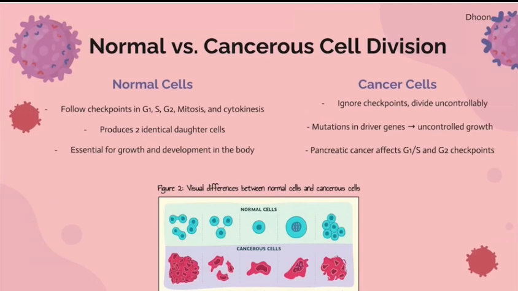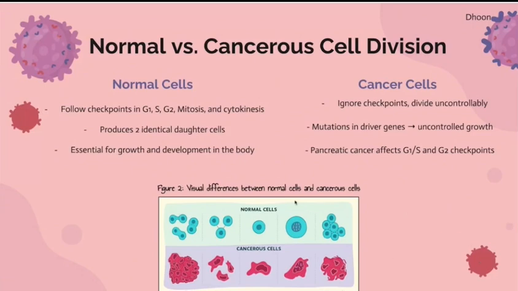So there are normal cells and there's cancer cell division. What's the difference? Normal cells follow checkpoints in G1, S, and G2, which are the phases in interphase. They also follow mitosis and cytokinesis, which altogether is the whole cell cycle. It produces 2 identical daughter cells, and it's essential for growth and development in the body. Cancer cells ignore checkpoints, and they divide uncontrollably. Mutations in driver genes lead to uncontrolled growth. Pancreatic cancer affects the G1, S, and G2 checkpoints, which is again interphase.